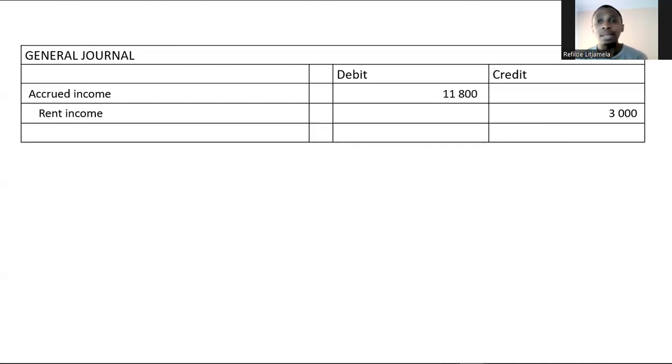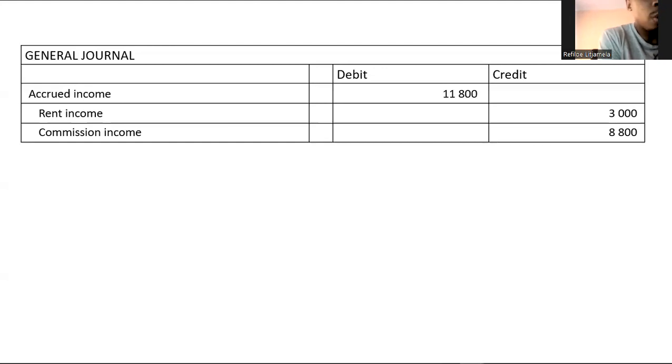So it means that our commission income is moving up. It is increasing, but because it is income, it will increase on the credit side by 8,800. Now our commission income is sitting at the correct value, which is 20,000. Just to explain the debit side of 11,800, that 11,800 is made up of the 3,000 for rent income as well as the 8,800 for commission income.